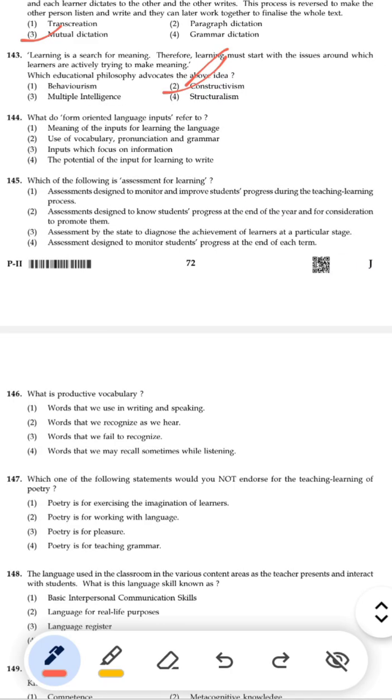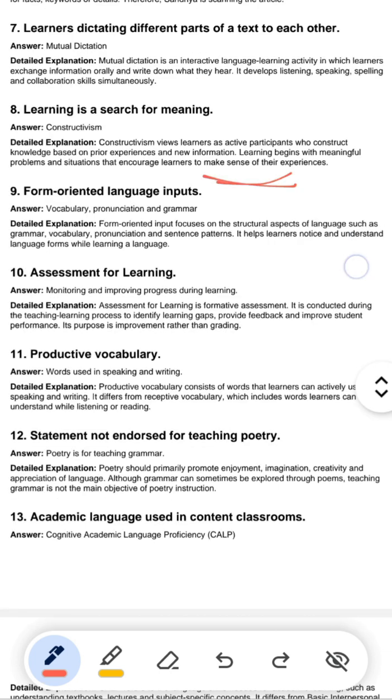Moving on, question number 144 says, what do form-oriented language inputs refer to? Form-oriented is nothing but something which we study in the written form. So the first option says meaning of the inputs for learning the language, use of vocabulary, pronunciation and grammar. Option 3 says inputs which focus on information. Option 4 says the potential of the input for learning to write. Let's look into the answer and its explanation. If you see carefully, the answer is vocabulary, pronunciation and grammar.